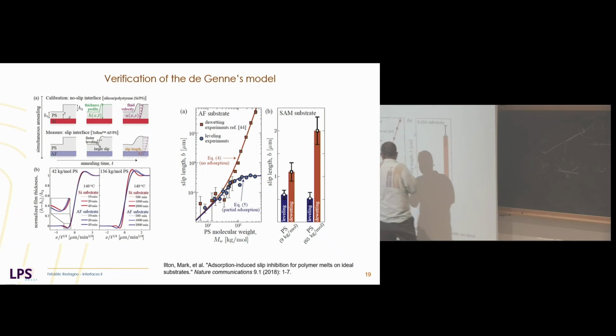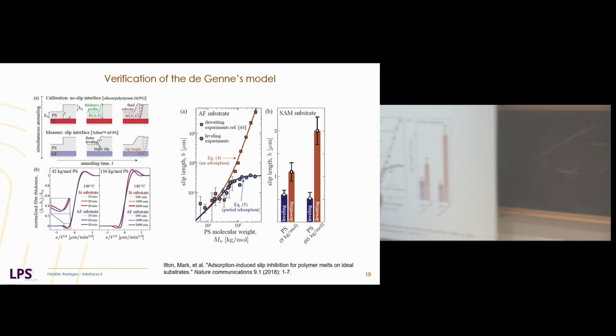So that's the slip length they measure. Look at the order of magnitude: here it's 10 microns, here it's 0.1 microns. Here is the molecular weight of polystyrene. Let's concentrate on the dewetting experiments, that's the leveling experiment, which is here.